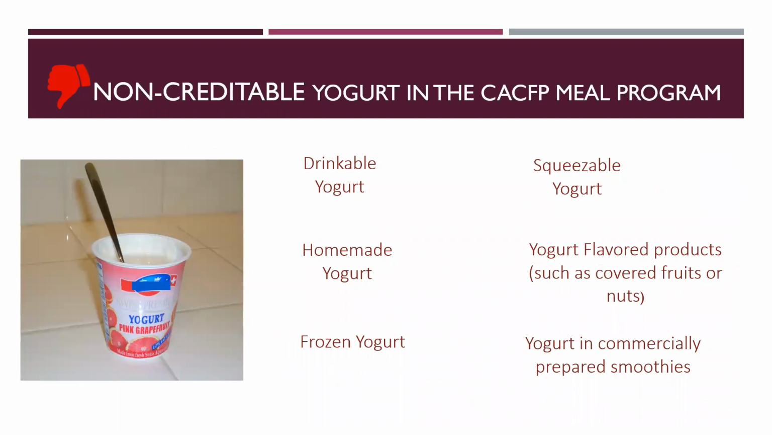The forms of yogurt listed on this slide are not creditable in CACFP meal patterns. Those are drinkable, homemade yogurt, frozen yogurt, squeezable yogurt, yogurt flavored products such as covered nuts or fruit, and yogurt in commercially prepared smoothies.